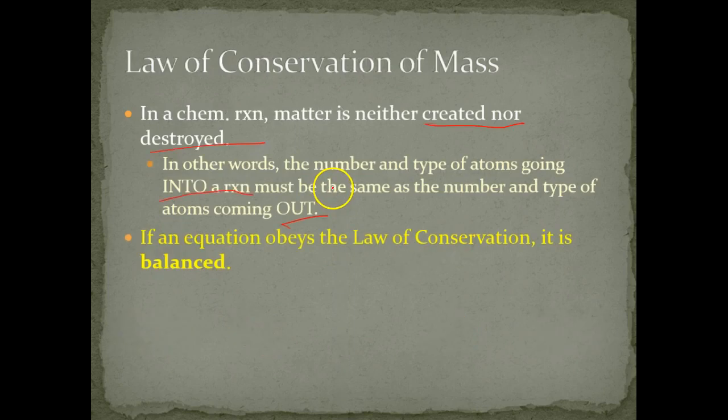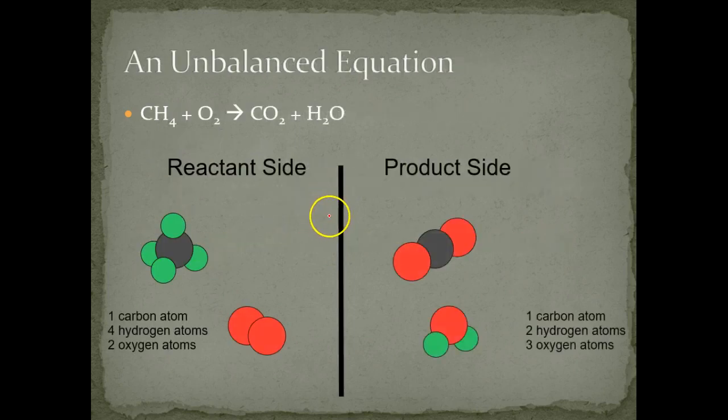Okay, it's balanced. So let's take a look at this unbalanced equation and see what I mean. Here is CH4. You've got your carbon and you have 4 hydrogens. You also have an O2, 2 oxygens. On the product side, you have carbon dioxide, which is made when methane and oxygen combust and make carbon dioxide and water.